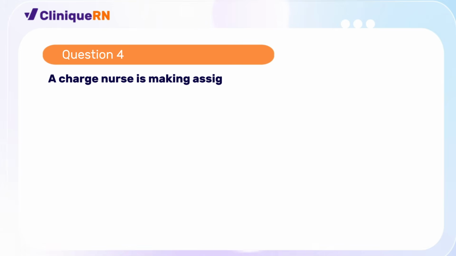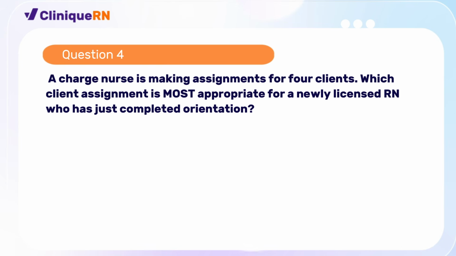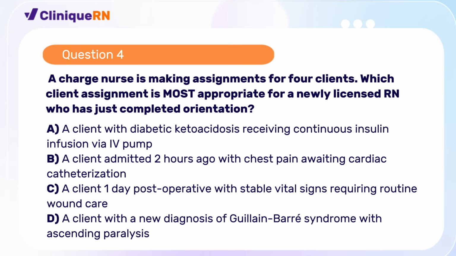Question 4. A charge nurse is making assignments for 4 clients. Which client assignment is most appropriate for a newly licensed RN who has just completed orientation? A. A client with diabetic ketoacidosis receiving continuous insulin infusion via IV pump. B. A client admitted 2 hours ago with chest pain awaiting cardiac catheterization. C. A client 1 day post-operative with stable vital signs requiring routine wound care. D. A client with a new diagnosis of Guillain-Barré syndrome with ascending paralysis.